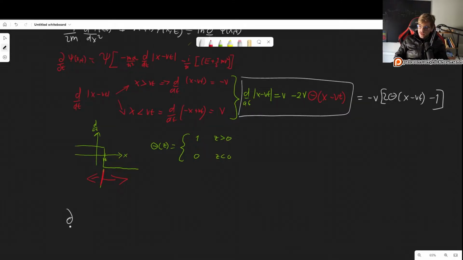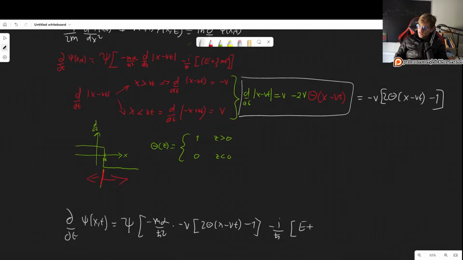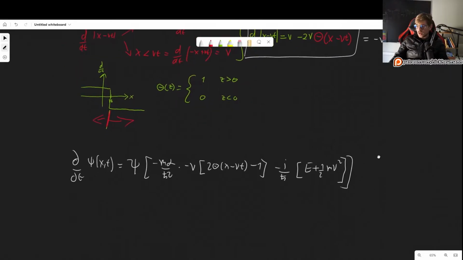So the derivative with respect to time of psi(x,t), this is our wave function, and then we get minus m alpha over h bar squared times minus v times (2 theta, the step function of x minus vt, minus 1), minus i over h bar times (E plus 1/2 mv squared). I forgot a parenthesis there. It doesn't really matter much, but okay.